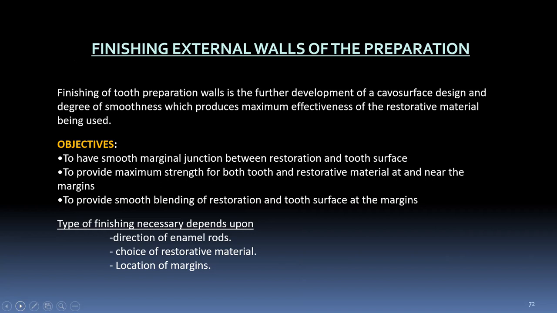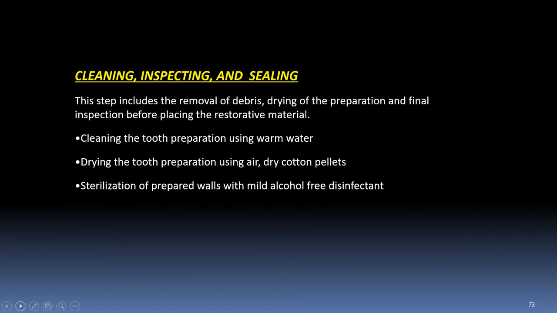The type of finishing necessary depends upon the direction of the enamel rods, the material we are choosing as the restorative material, and the location of the margin of the cavity. The final stage is cleaning, inspection, and sealing. These steps include removal of debris and drying of the preparation, and final inspection before placing the restorative material. The tooth preparation can be cleaned using warm water, and we have to dry it using air, dry cotton pellets, etc.